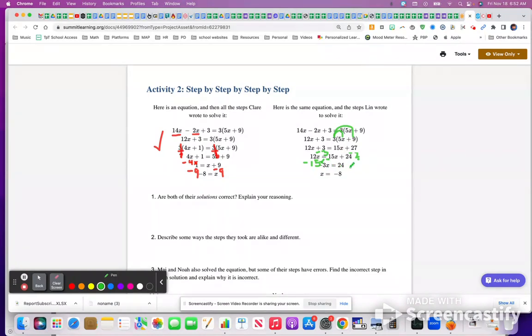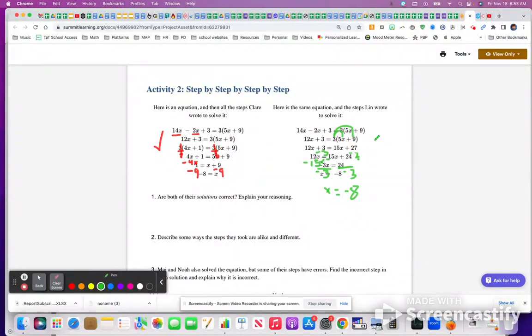So then she had to decide what number times negative 3 is going to give her a positive 24. And the way that you can think about that is you can take the 24 and you can divide it by negative 3. So 24 divided by negative 3 gives you a negative 8. So x ends up equaling negative 8. Again, a different way to solve it, but still came up with the same answer.